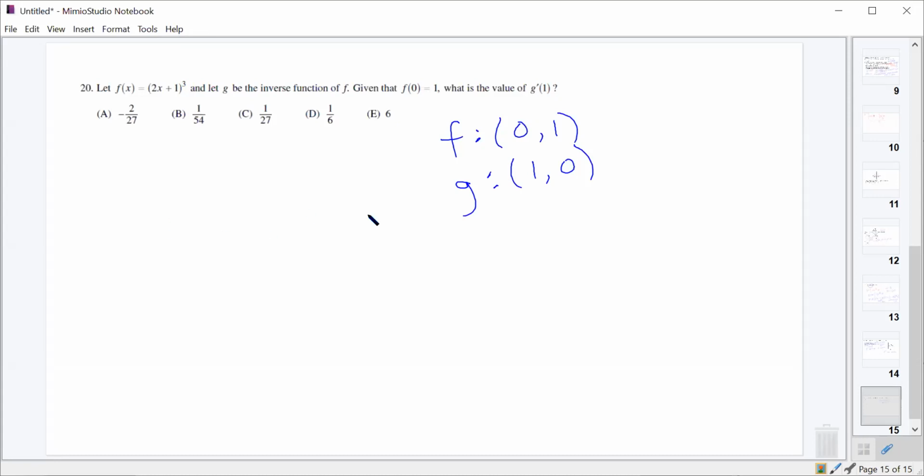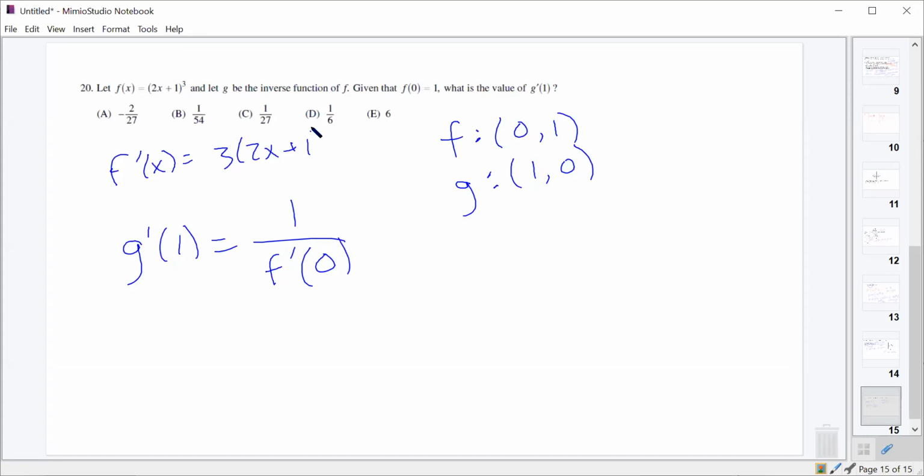Well, the inverse rule says that if f and g are inverses and you want g prime of 1, it ought to be equal to 1 over f prime, at the corresponding x value for f. So (1, 0), (0, 1), we're looking for f prime of 0. We're given f of x, so we'll find f prime of x, which is 3 times (2x plus 1) squared times the derivative of 2x plus 1, which is 2. Then we evaluate that at x equals 0, which gives us 1 squared times 3 times 2, which is 6. So this should be 1/6. Everybody good with that one?